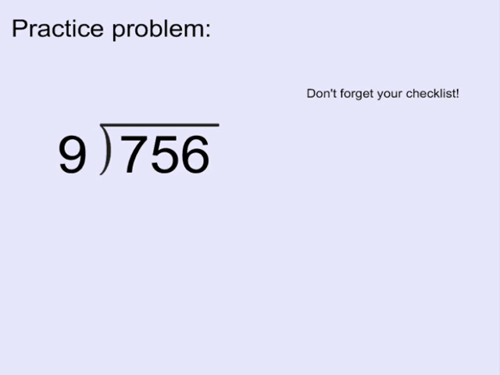There's one last problem that I want you to try on your own. It's 756 divided by 9. Don't forget your checklist. Make sure you write it down on your practice box on your homework, your note-taking page, and you can bring it to class with you tomorrow. If you have any questions, also write those down in the questions box on your note-taking page.